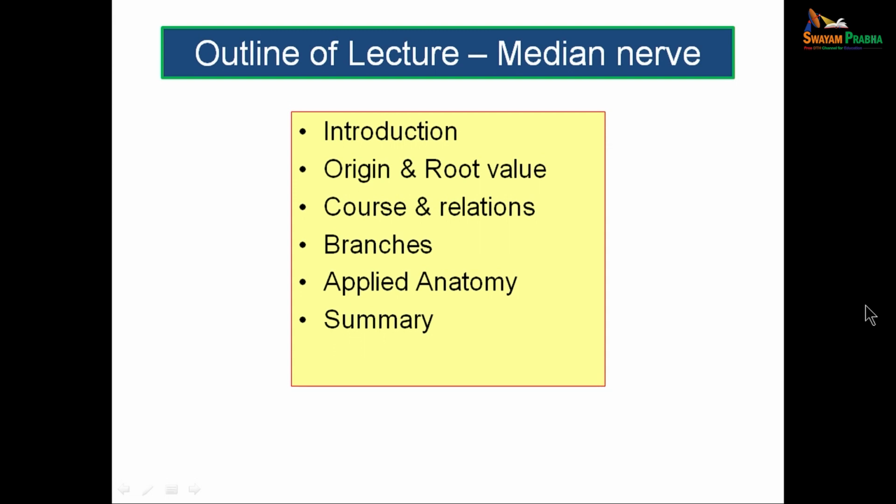Coming to introduction, then the origin and root value of the nerve, course and relations, because we need to know where it can get compressed or can get injured. Branches supplying various structures so that we can analyze the effects of disorders of this nerve, for example, an injury causing motor deficit or a sensory loss. And lastly, the applied anatomy of the nerve, and we'll conclude this with the summary.